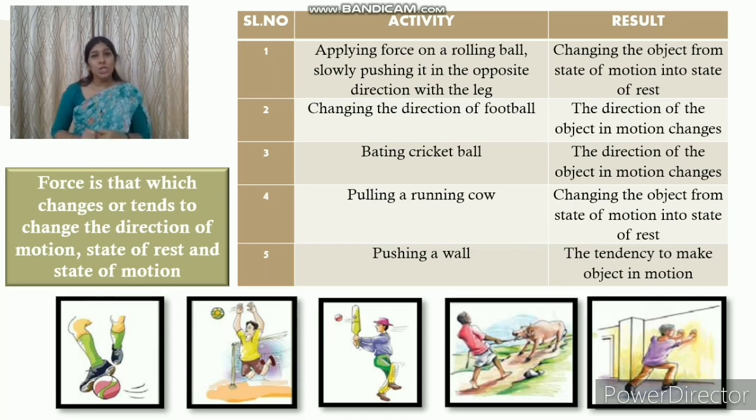Now we are moving on to the fourth case. What is the fourth case? Pulling a running cow. What is the result? Changing the object from a state of motion into a state of rest.